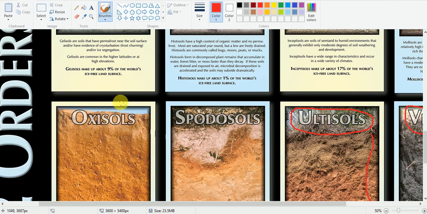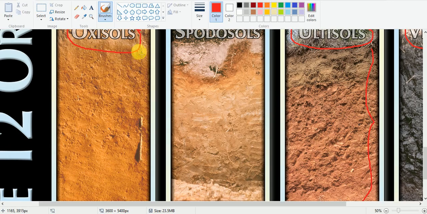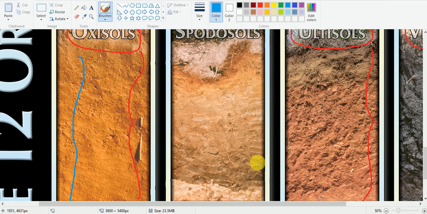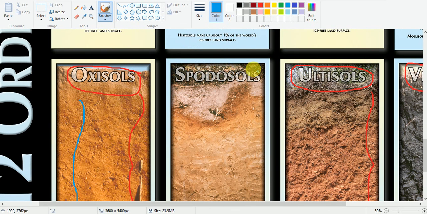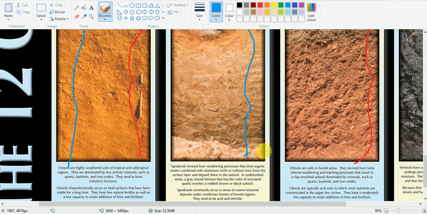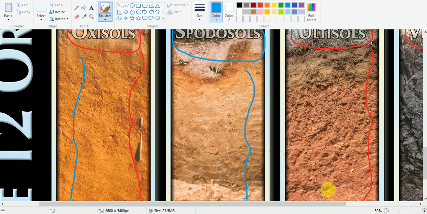Oxisol is here. This is Oxisol, and see the section. See the profile. This is Oxisol. And what is the last one? That is the Spodosol, accumulation of amorphous materials. Spodosol is here. This is Spodosol, and see the profile. Here this is the profile.